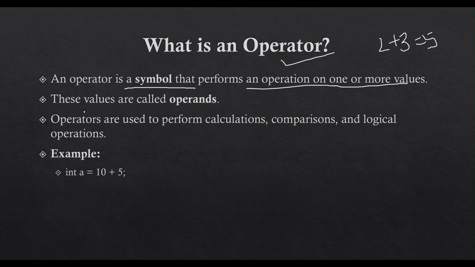So these are the operators, this plus, and the values are called operands. These values 2, 3 are called operands. Okay, this plus is called the operator. You have to remember that. So these values are called operands, and this plus and minus are called operators. So operators are used to perform calculation, comparison and logical operations.